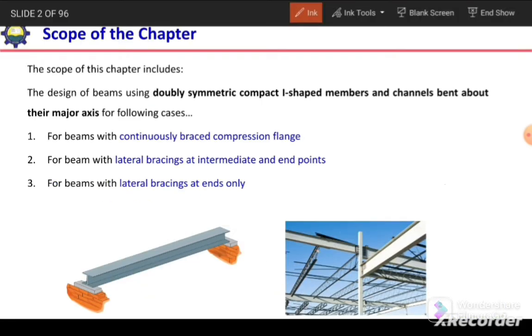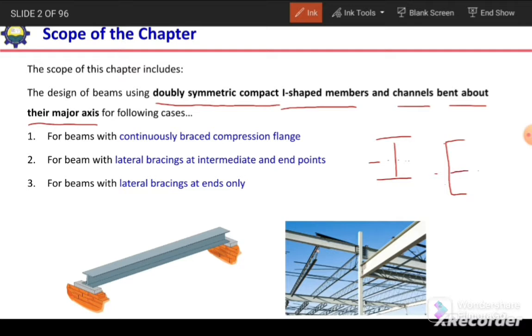From this video, we are going to start a new chapter related to design of steel beams. In this chapter, we will learn the design of beams using doubly symmetric, compact I-shaped members and channels bent about their major axis. So we will only deal with the compact sections, W-shapes and channel sections, and these should be bent about their major axis. For the following cases, we will consider these three cases.